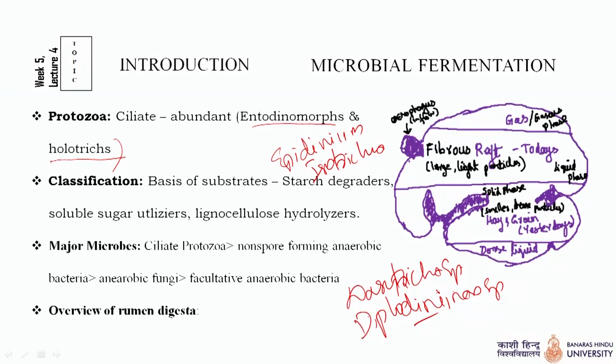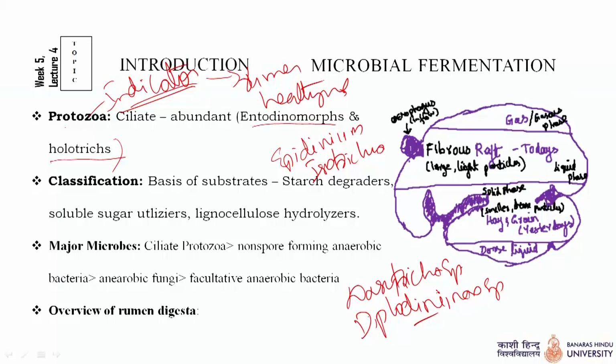Among them, I already told you, entodiniomorphs and then holotrichs are the most abundant ciliates present in the protozoa. Then what is the importance of the protozoa? The protozoa is an indicator organism. What does it indicate? It indicates the rumen healthiness. Because a slight change in the microenvironment in the rumen directly affects the protozoal count. So that is why it is a very good indicator of the healthiness of a rumen.